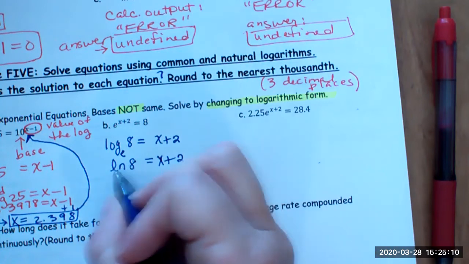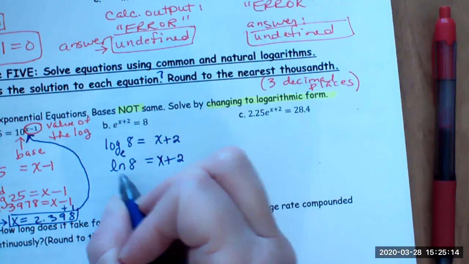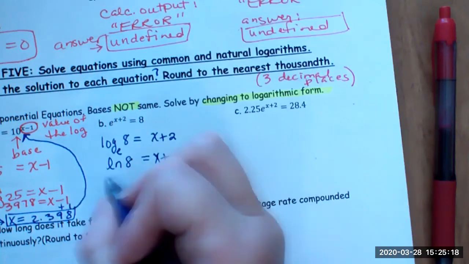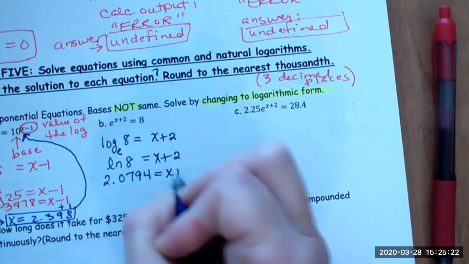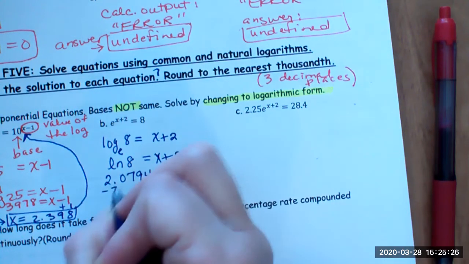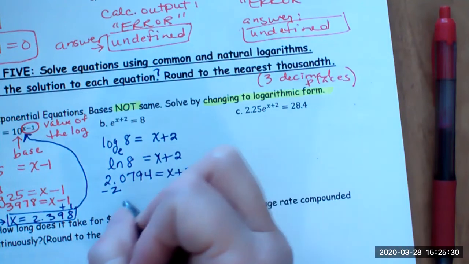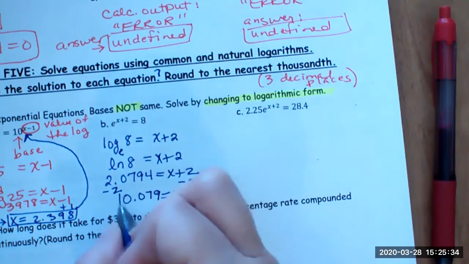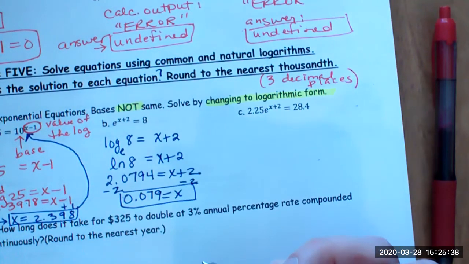Now, you can go ahead and do this on your calculator. I've shown you the calculator functionality, so I'll just write what I calculated. I got 2.0794 equals x plus 2. I can then subtract 2 from both sides, and rounding to the nearest thousandth, I'll get 0.079 as my answer. And again, check that and make sure you get the right result.